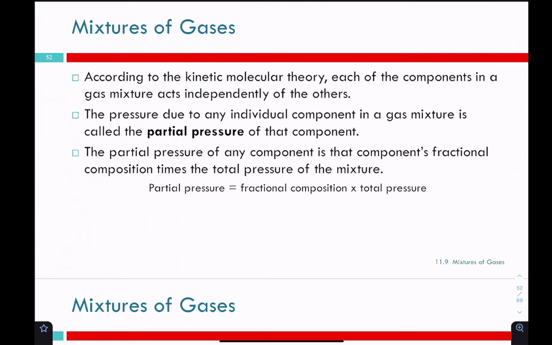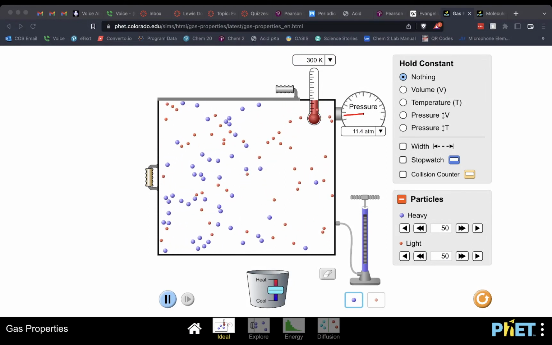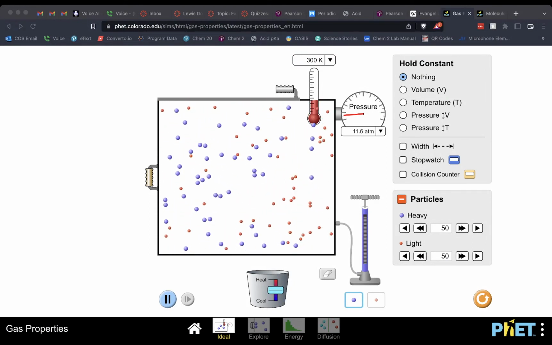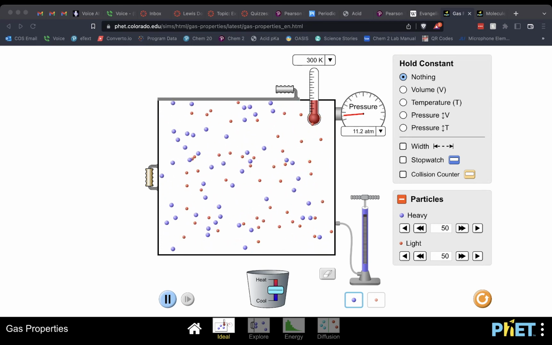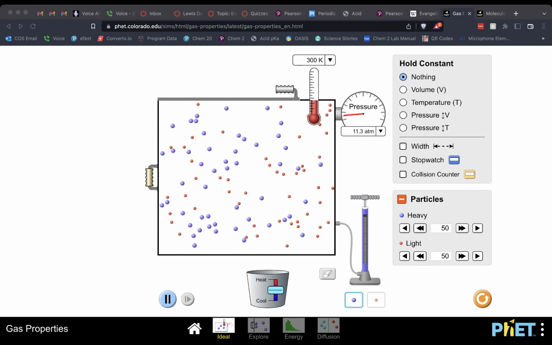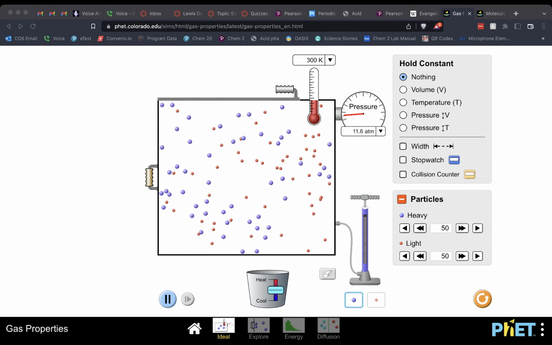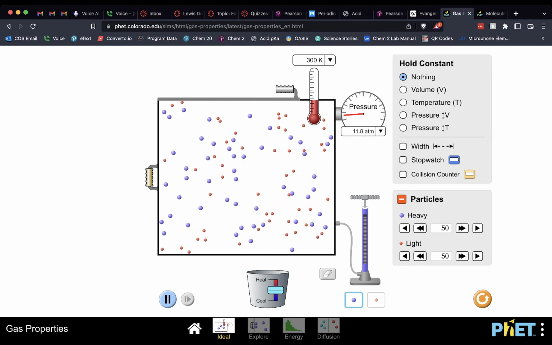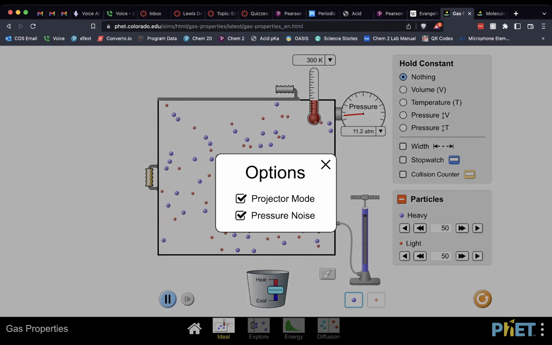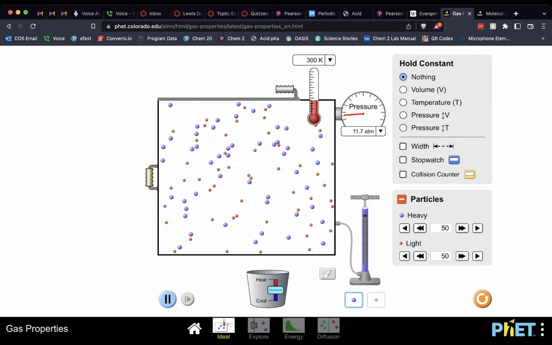So let me swap screens. So in the simulation now I've added two different types of gas particles. The blue ones are the heavy ones, the orange, reddish ones are lighter ones. But if I remove heavy particles, so take note of the pressure. So pressure is 11.7 atmospheres.